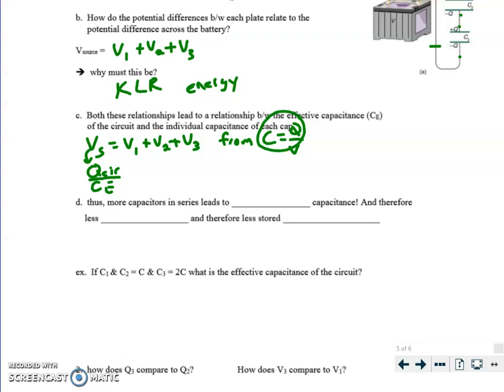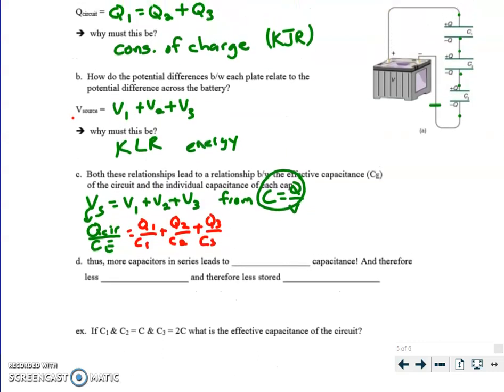Okay, now I do my substitutions, right? So V1 is going to be Q1 divided by C1 plus Q2 divided by C2 plus Q3 divided by C3. And if we go up to the junction rule for charge, we see that all the Q's are the same. So I can factor out this Q, and cancel it out with this one, leaving a 1 for all these. I know this is getting messy. You don't have to write all this.